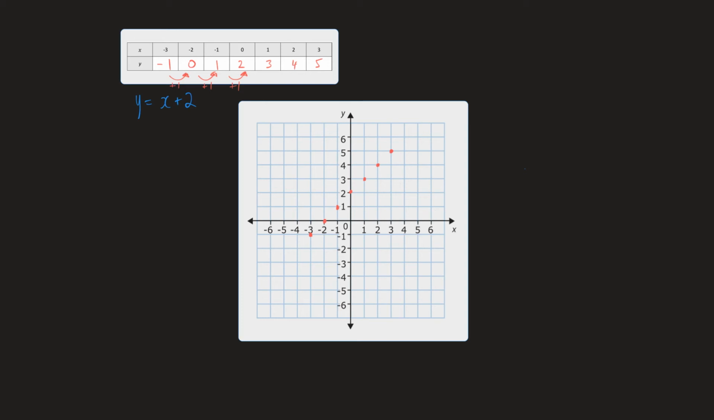So what I can do now is, with my ruler, I can draw a straight line through all of my points. And that line will continue, so I'm going to put arrows on the end of it. And that's how I can plot a linear function from a table of values.